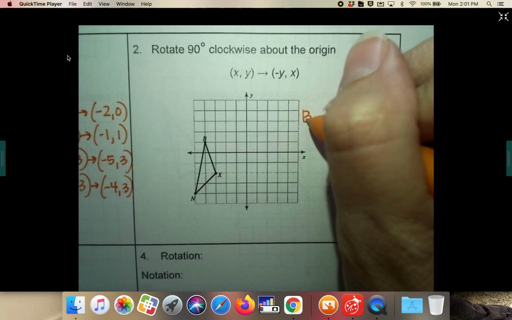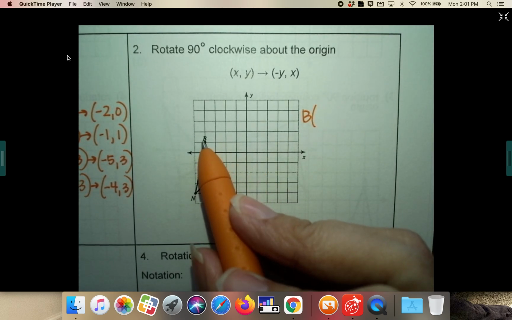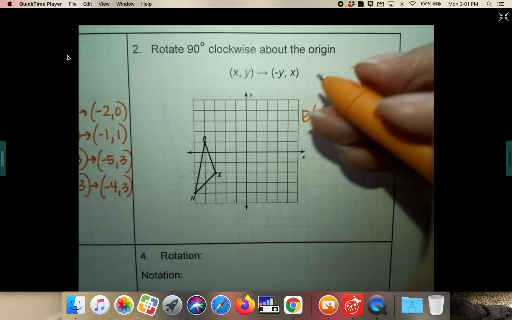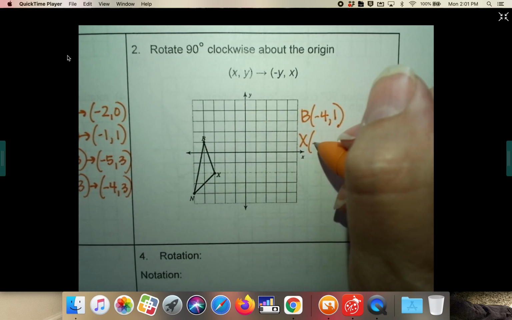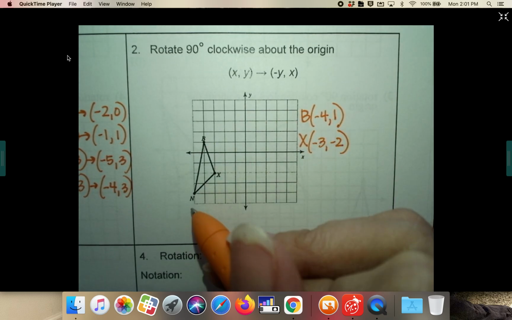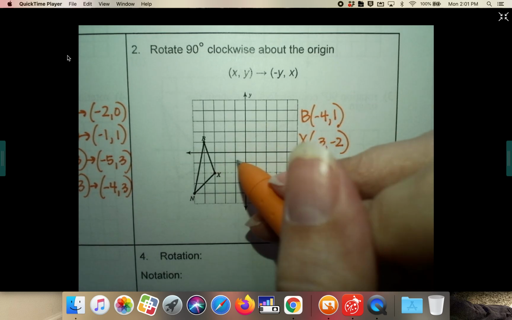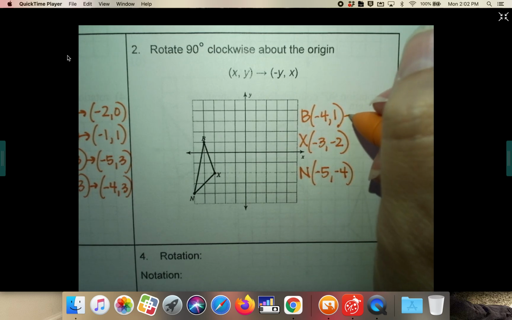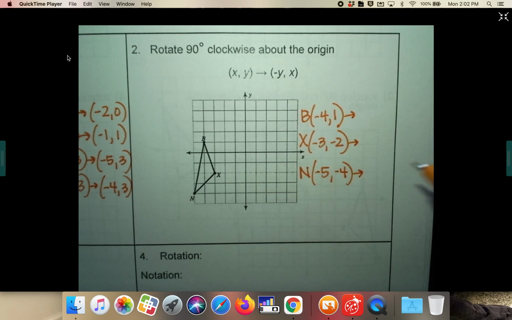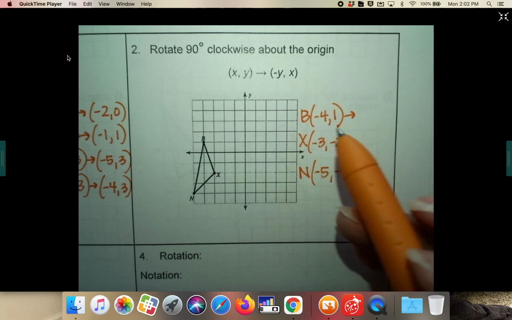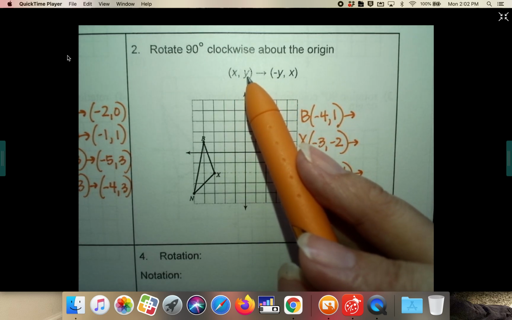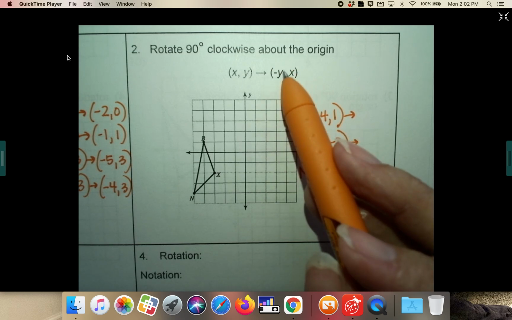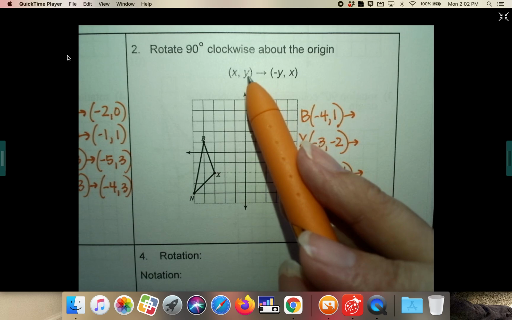So B is currently at -4, 1. X is currently at -3, -2. N is currently at -5, -4. Okay, here's what's tough. First of all, they flip-flop spots. See how X came first and then Y, but now we want Y to come first and then X. And not only does Y come first, but I want it to be the opposite of whatever Y was.